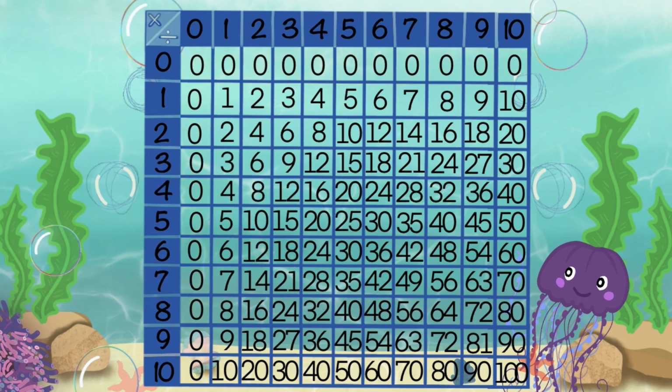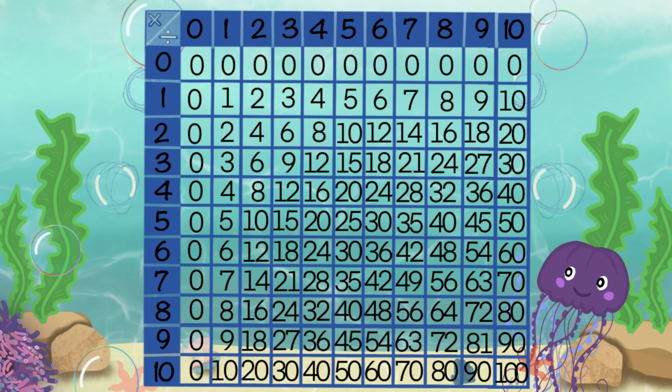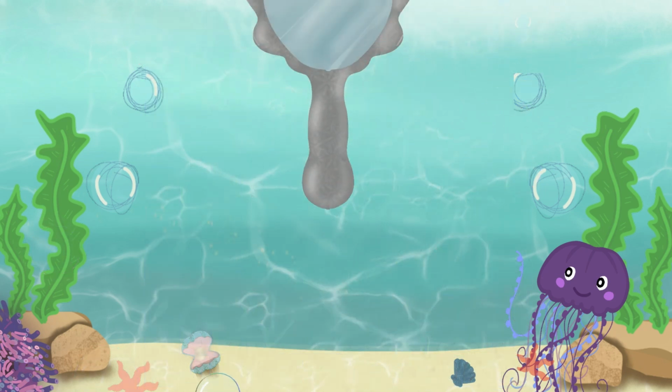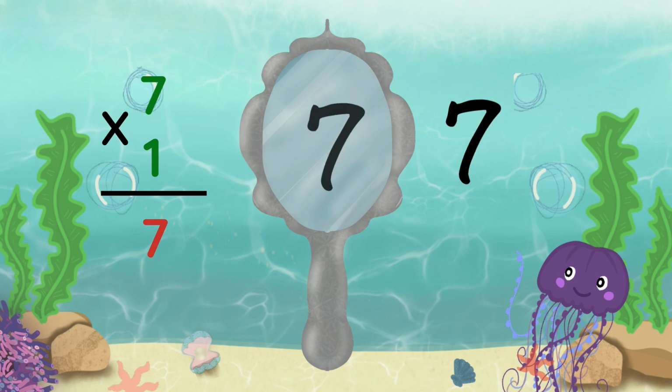Another fun factor is 1. When we multiply by 1, we get the number we started with. This is known as the identity property. To remember this, just think of 1 as a mirror for other numbers to look into. 7 times 1 equals 7. If 7 were to look into a mirror, it would still be 7.